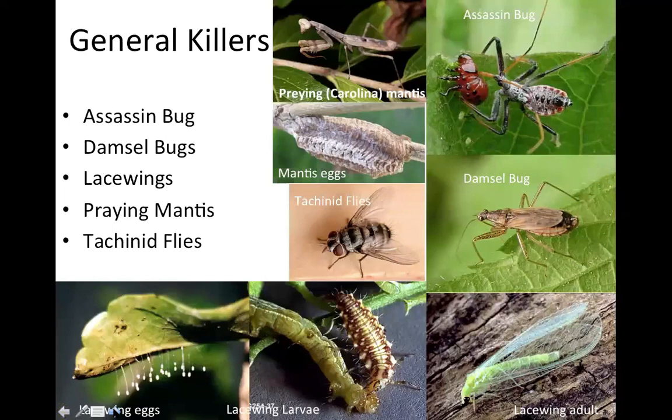And then there are general killers. You have to be a little careful with these. Some of them kill everything, good and bad bugs, but in general they kill mostly bad things. A perfect example is the praying mantis.